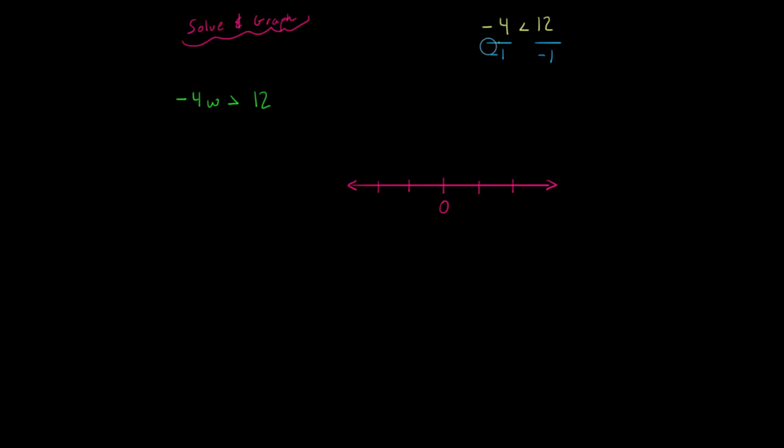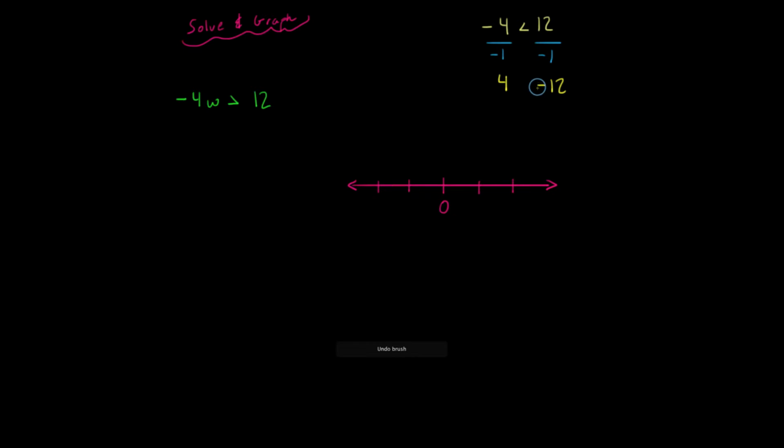Well, negative 4 divided by negative 1 turns into a positive 4. And positive 12 divided by negative 1 turns into negative 12. But what would happen if I brought this inequality symbol down? Is positive 4 less than negative 12? No, something happened here. This is not a true statement.